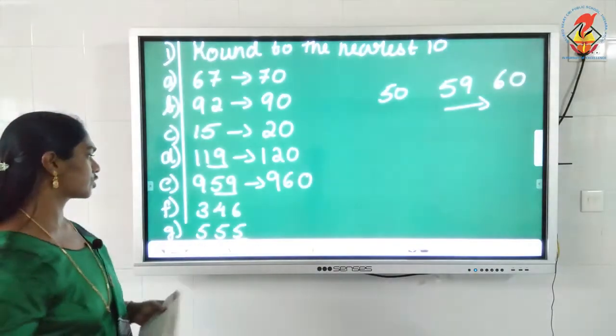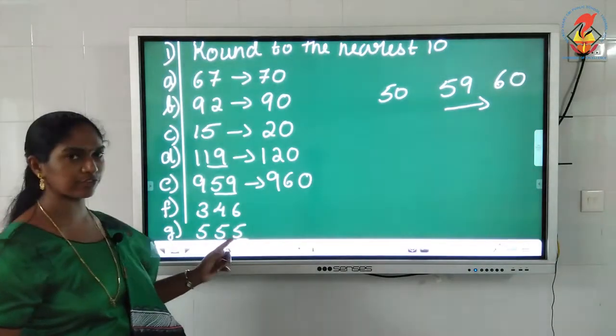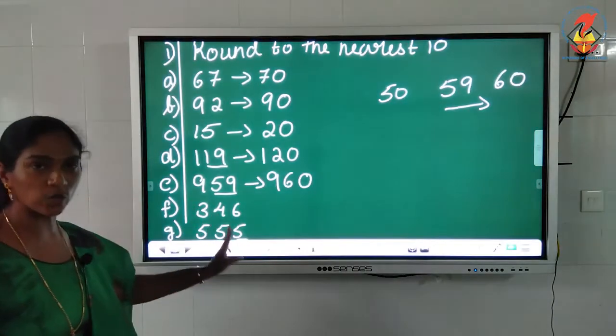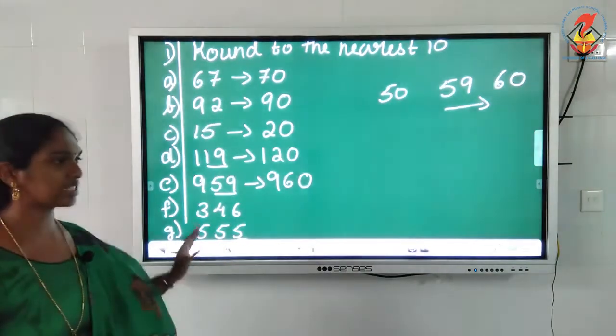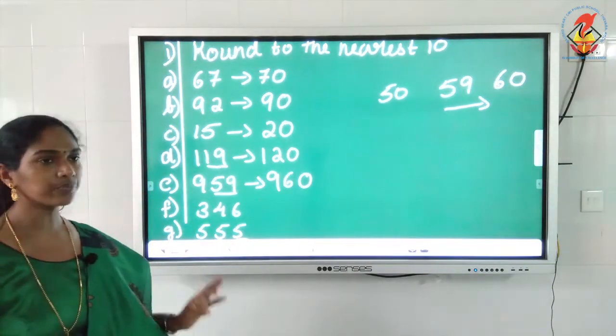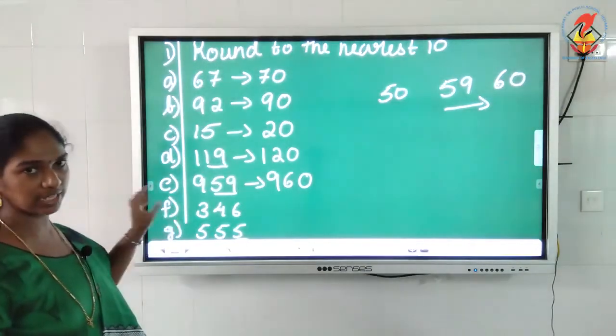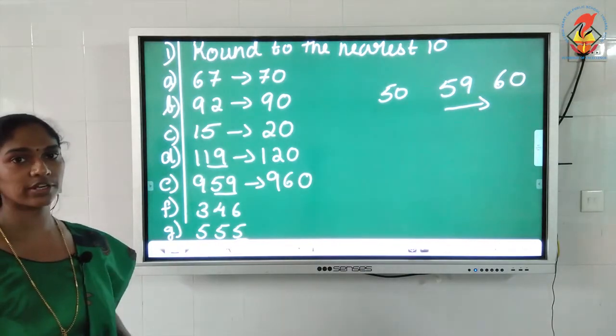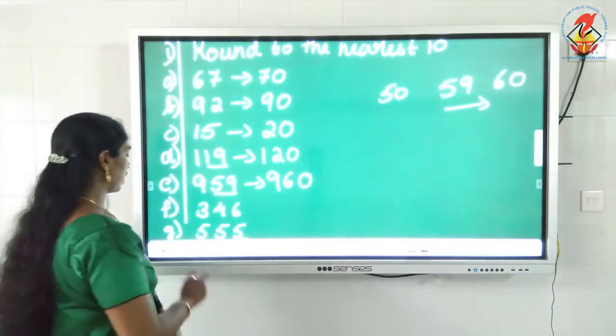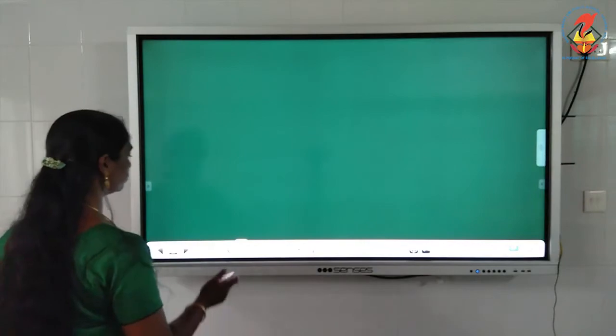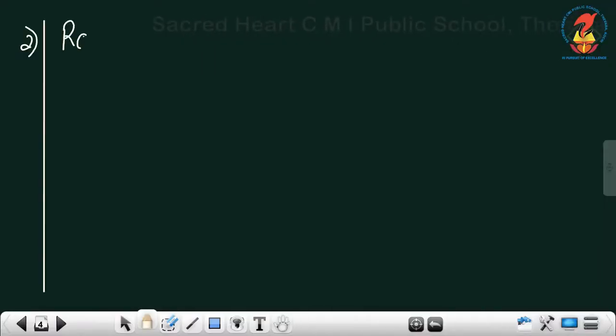Okay, children? So you've got 346, 555. Once again, consider only the last 2 digits. Decide where it will be rounded to. And then when you're writing the answer, don't forget to take the number in the hundreds place. Clear, children? Okay.